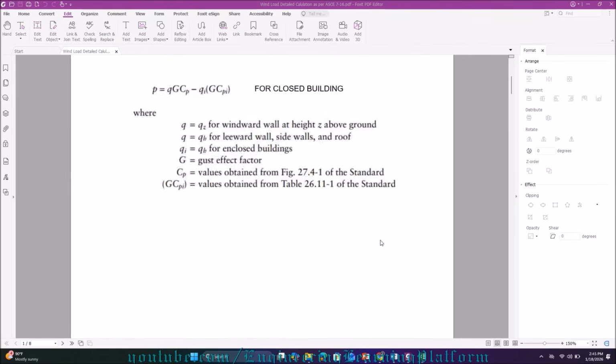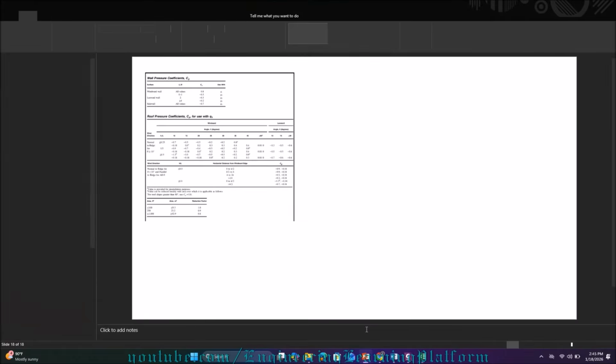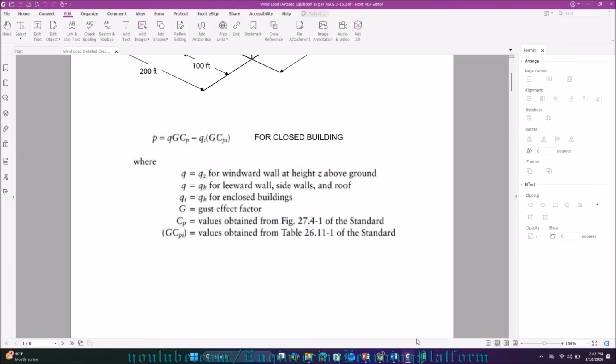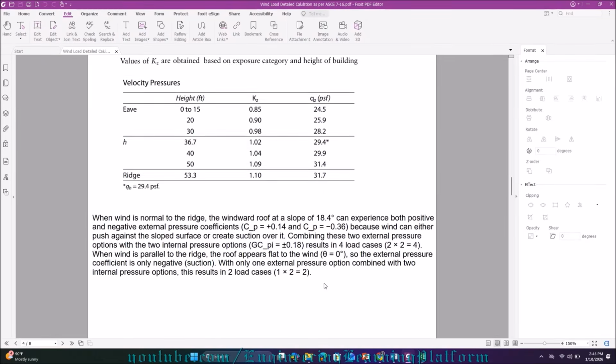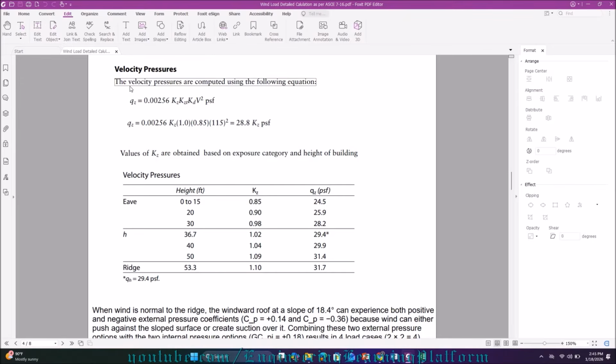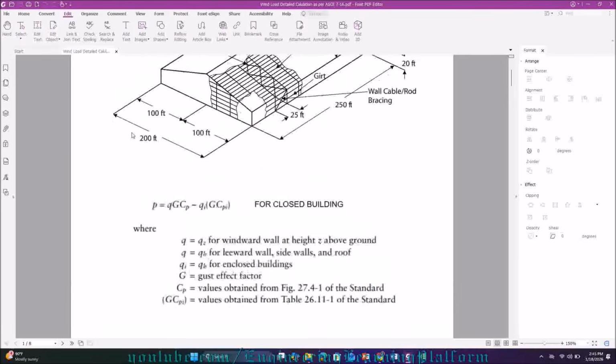So if you look at this formula, in this Q is the velocity pressure. Let me show you, see, this is the Q. Q is your velocity pressure. Now what do you mean by QZ and what do you mean by QH? I will be telling you, wait a while.